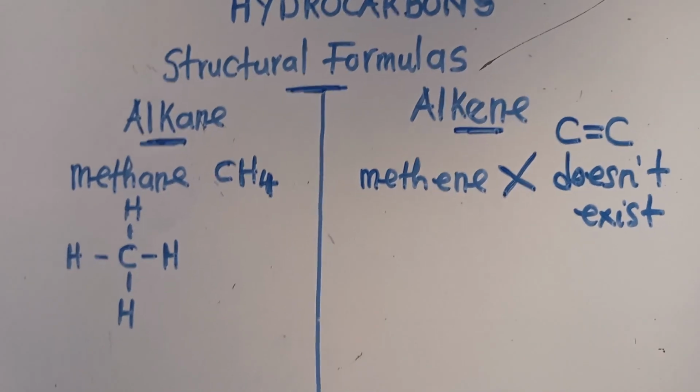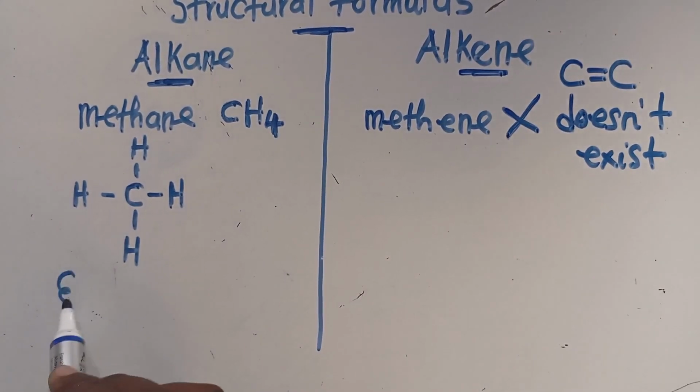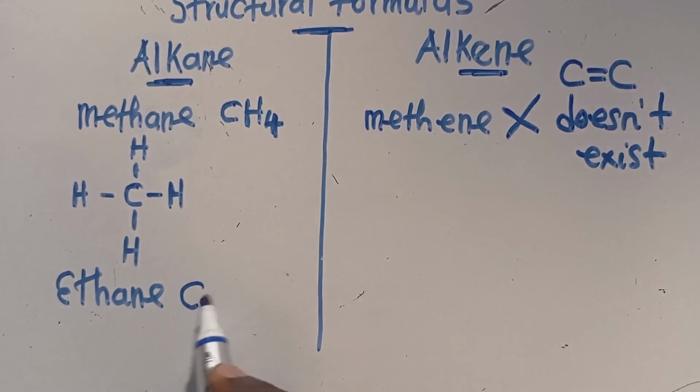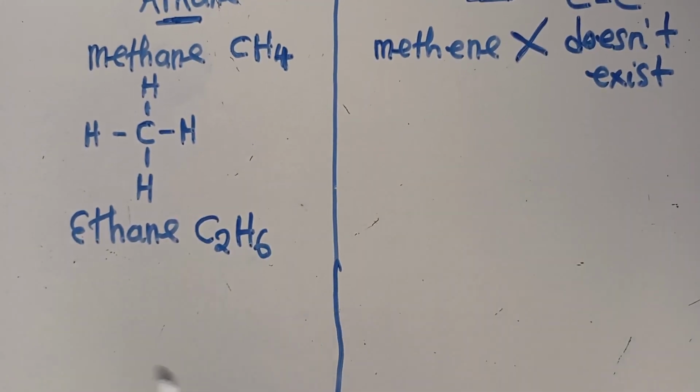We proceed and move to the other one. The second one here, we are going to call it ethane. Meaning the number of carbons is how many? 2. So H like this, then 2 times 2, 4 plus 2, 6. Meaning that you've got 2 carbons. These are just single bonds.